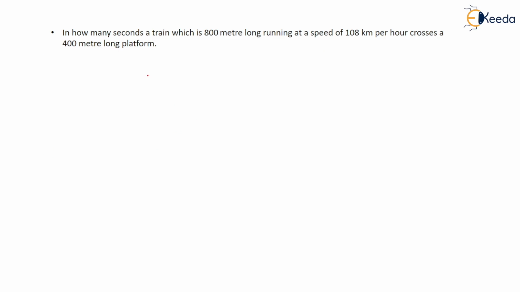Simple question. Now, how many seconds does a train which is 800-meter long, running at a speed of 108 kilometer per hour, take to cross a 400-meter long platform? Very simple question, right? But here I told you the concept. When a train needs to cross a platform, the entire length will be what? Length of train plus length of bridge, right? Bridge or whatever you can, platform, whatever you can name.